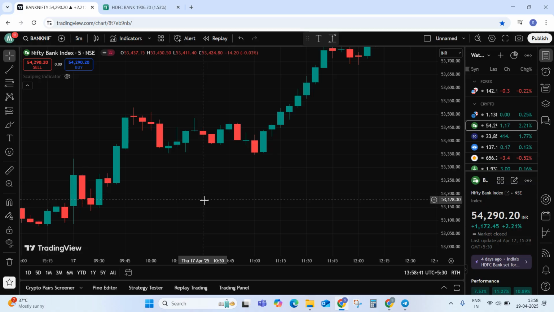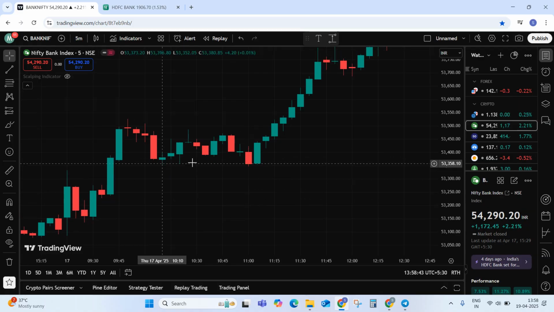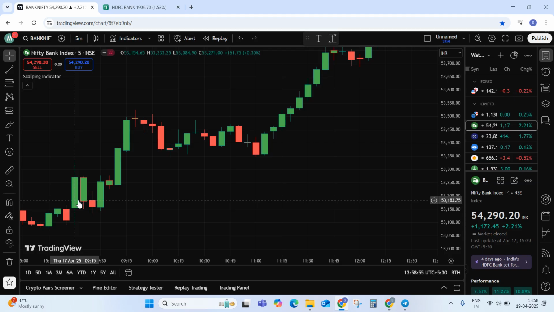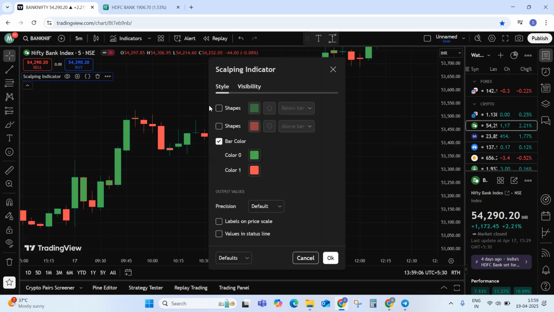Using these candlesticks we cannot predict whether the market will go up or down, so for this I developed an indicator. It's the scalping indicator. Here we are seeing green color and red color candles, right? The green color candle indicates potential movement of the market, it may go up. Red color means it may go down. If you go to the settings, you can enable shapes also.